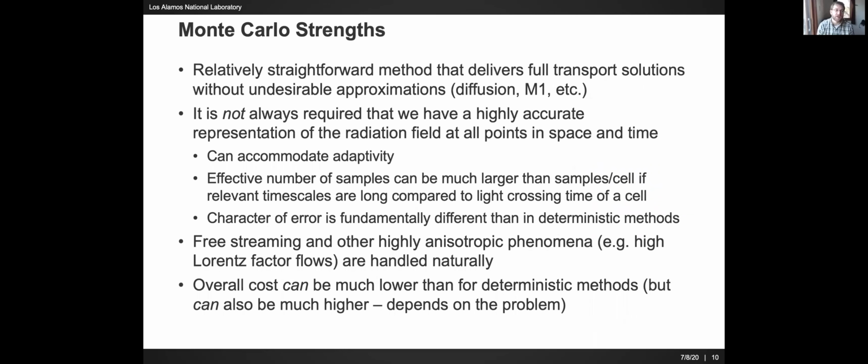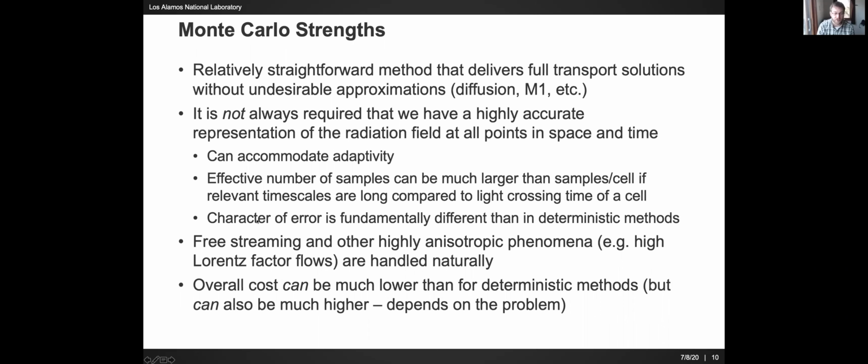Okay, so as far as strengths go, it's relatively straightforward to implement, and you get full transport out of it, not diffusion or M1 or any of these approximations. It turns out that we don't always actually need a highly accurate representation of the radiation field everywhere, and there's good reasons for that. And Monte Carlo naturally accounts for that.